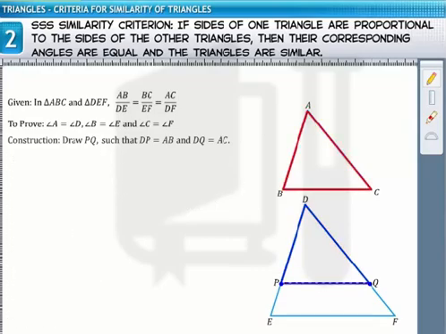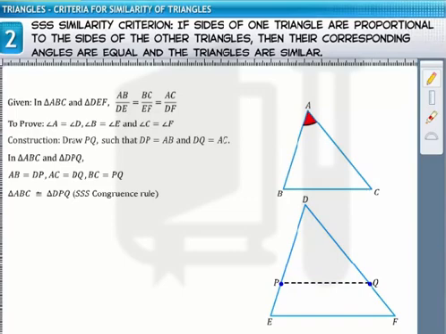In triangles ABC and DPQ, by construction, AB is equal to DP and AC is equal to DQ. Therefore, we will be able to prove that BC is equal to PQ. Hence, triangle ABC and triangle DPQ are congruent by the SSS congruence rule. So now angle A is equal to angle D, angle B is equal to angle P, and angle C is equal to angle Q. Since angle P is equal to angle E and angle Q is equal to angle F, angle A is equal to angle D, angle B is equal to angle E, and angle C is equal to angle F.